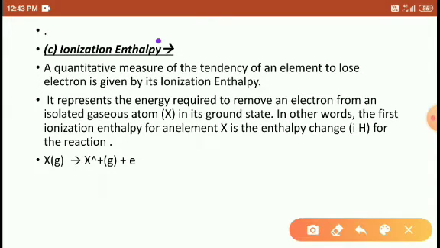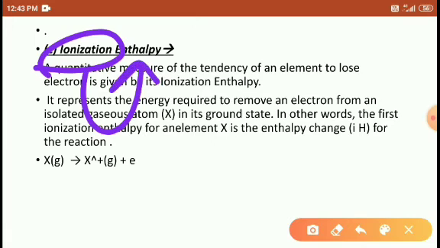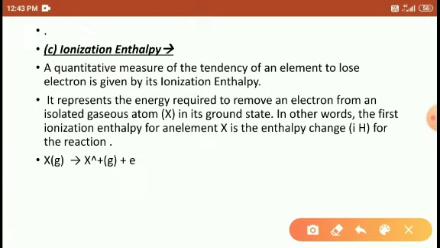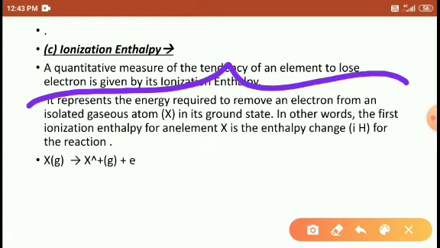So enthalpy means energy. Ionization means formation of ions. For the purpose of forming ions, they need energy. Right, students? It represents the energy required to remove an electron from an isolated gaseous atom in the ground state. In other words, the first ionization enthalpy of an element is the enthalpy change of the reaction.